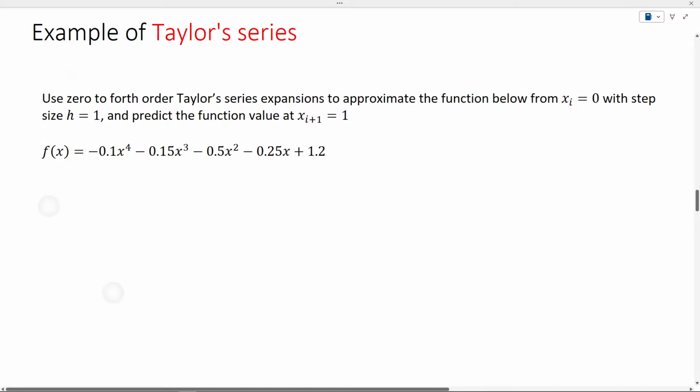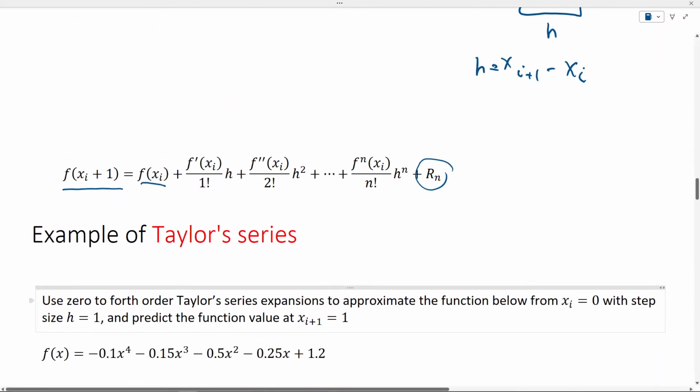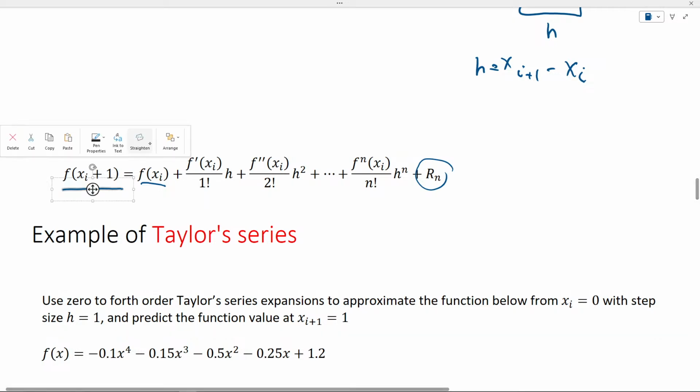Okay, so an example of Taylor series. Let's do an example. Okay, one thing I didn't tell you, this is important.